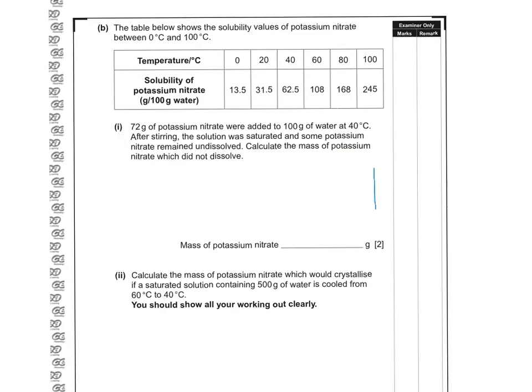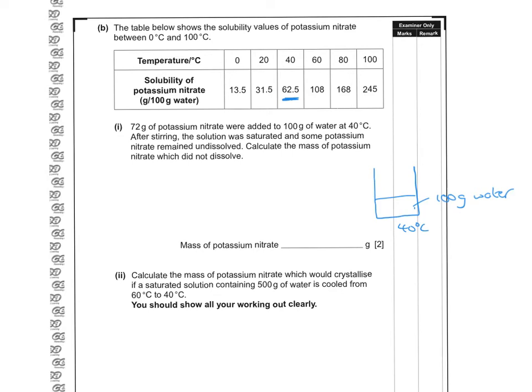For this question, imagine you have a beaker with 100 grams of water inside, and it's at 40 degrees Celsius. Well, from the table, we're told that if 100 grams of water is at 40 degrees Celsius, it can hold 62.5 grams of potassium nitrate. That's the maximum amount that it can dissolve.